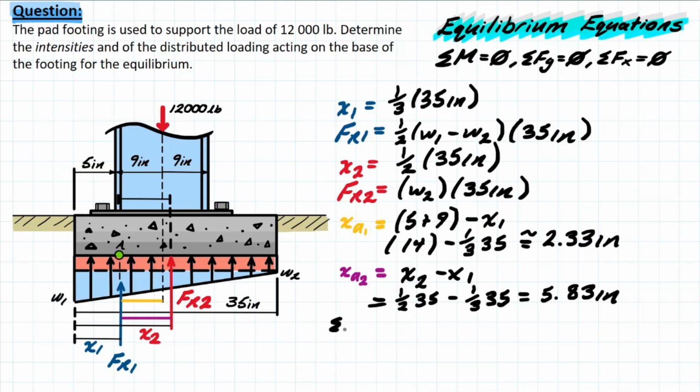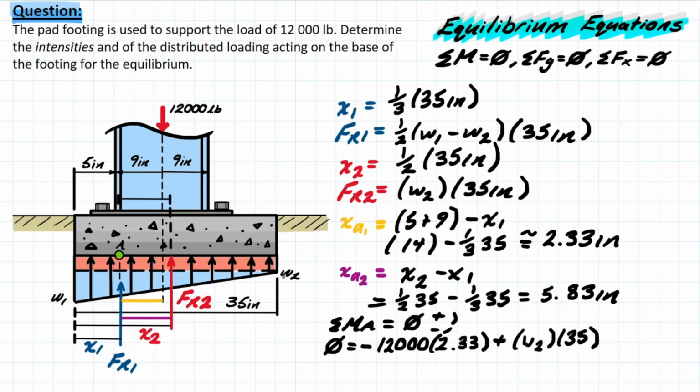Now we can finally go to our moment equation, where we have the summation of moment at A is equal to 0. Set up our convention here, and then we can start solving. How do we do this? We need to consider the force times the distance for both of these forces here. So first things first, we have the negative 12,000 pounds since it's going clockwise. So 12,000 times our distance that we solved for right here, 2.33. Then we also have to consider FR2. So that force is going to be a positive since it's drawn in the counterclockwise direction. We have W2 times that 35, and then this value right here, that purple, which is 5.83.